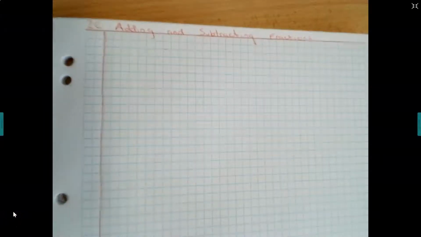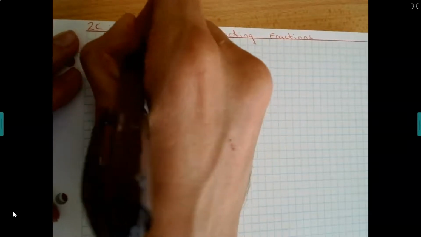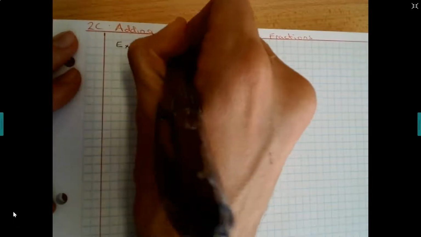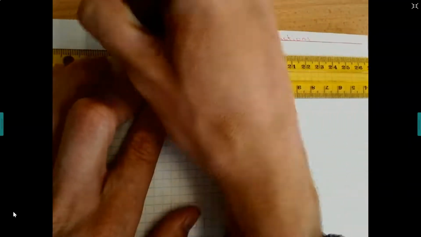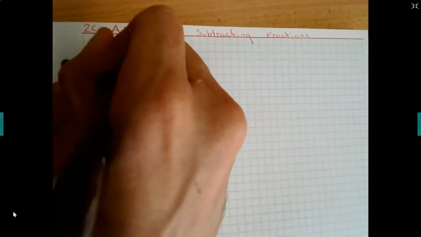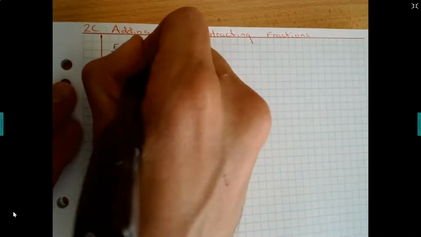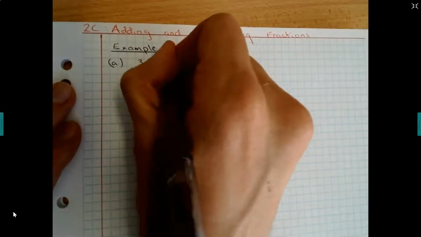So when adding and subtracting fractions, we actually need to use some of the work that we did from last term to do with common multiples and common factors. So the easiest way to show it is through an example. So this is chapter 2C now of your Year 7 maths textbook. And the example is 3/8 plus 7/8.